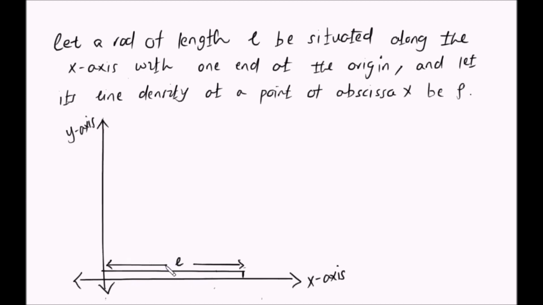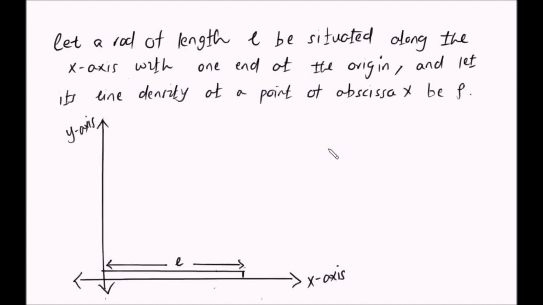So let a rod of length L be situated along the x-axis. Kwa you can see hapa kuna fimbo chini with one end at the origin, imeanzia hapa alafu imeishia hapa at distance L from the y-axis. So and then we have rho, it's called the line density. So I already defined the line density kwenye ile tutorial ya center of mass. So angalia tutorial ya center of mass.